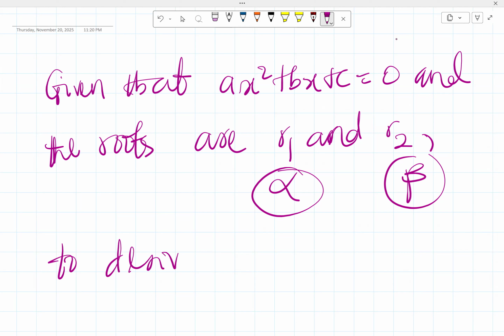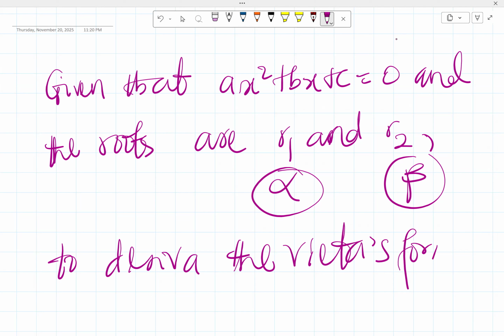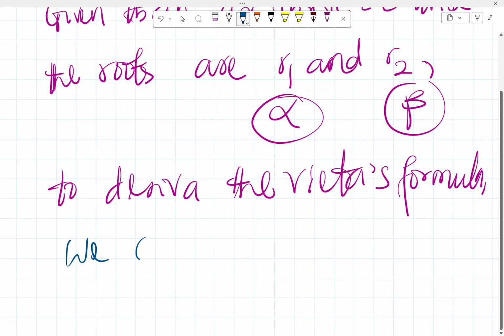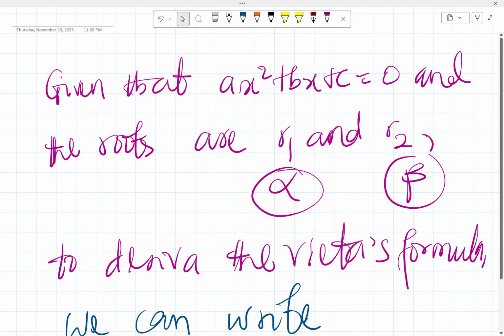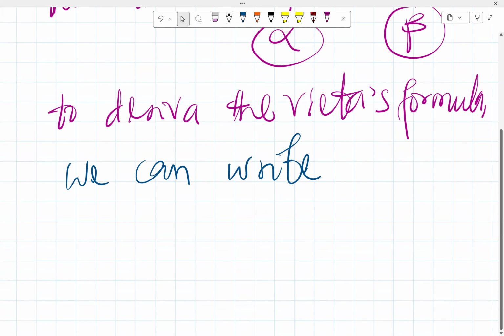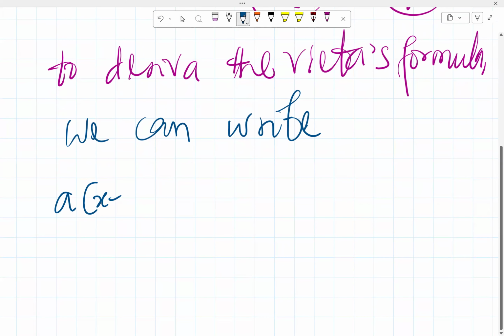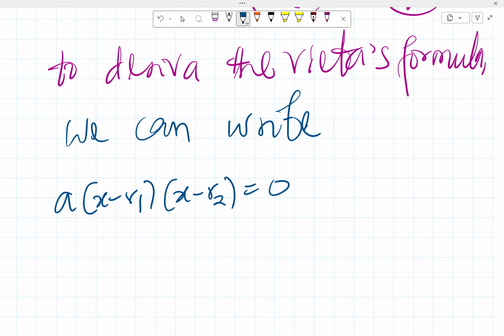So given that ax squared plus bx plus c equals 0, and the roots are r1 and r2, to derive Vieta's formula, what do we do? Since r1 and r2 are solutions, or alpha and beta if you want to use those, we can write that a times (x minus r1) times (x minus r2) is equal to 0.